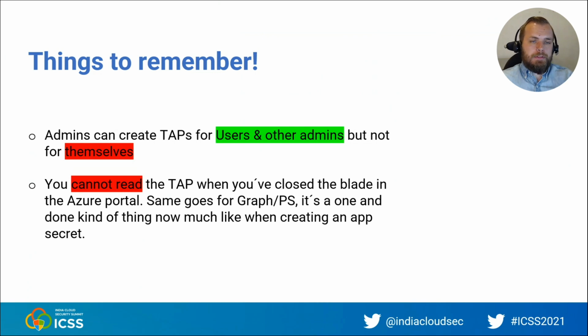Another thing to remember is that you cannot read a temporary access pass once you closed the blade in the Azure portal. As I said, when you copy you need to remember to copy that temporary access pass. Otherwise, it's gone. The same goes for, as I shown you, the graph or PowerShell ways as well. It's a one and done kind of thing right now, much like when you're creating an application secret in app registrations in Azure, right?